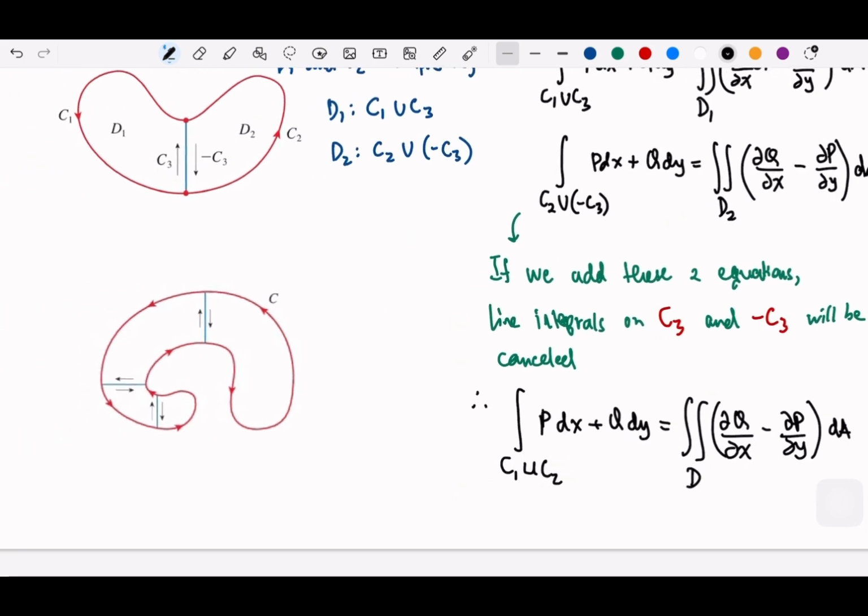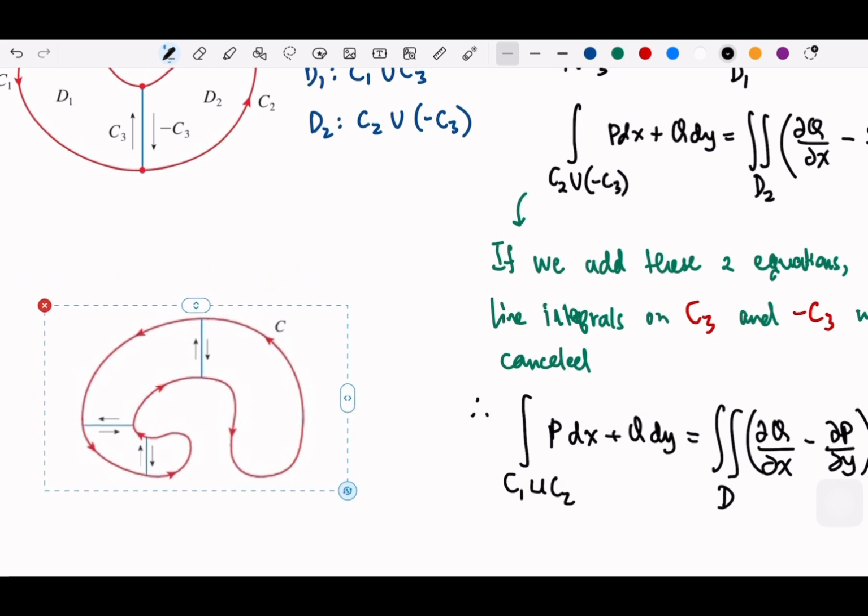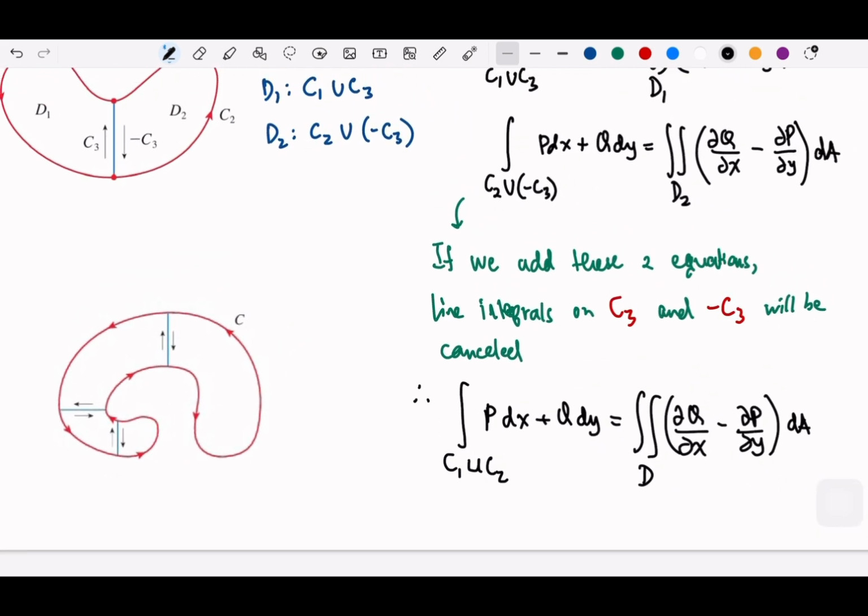And if we split into more than two regions, like for example this one, the same also applies: the interior curves will be cancelled out, so you will have only the outer curves, here and here and here. Basically, that is Green's theorem.